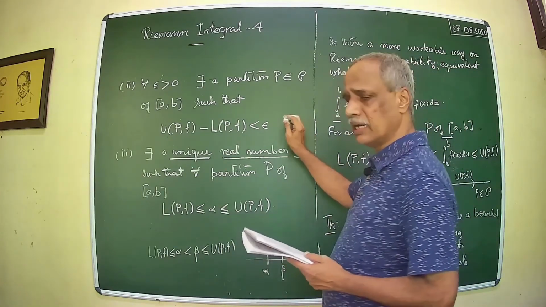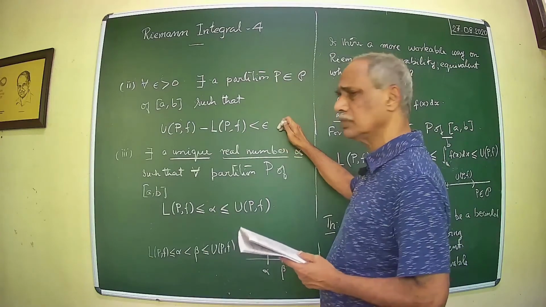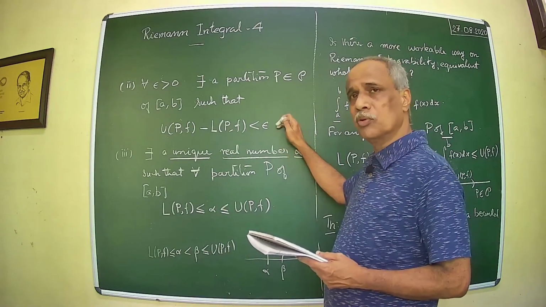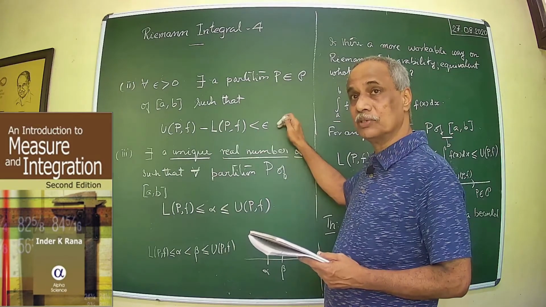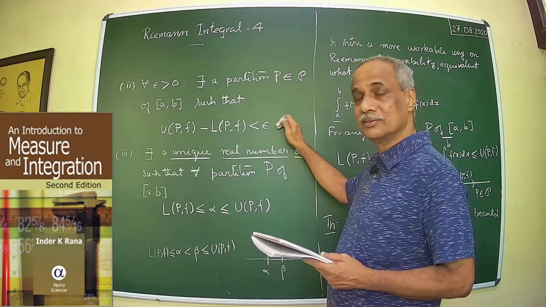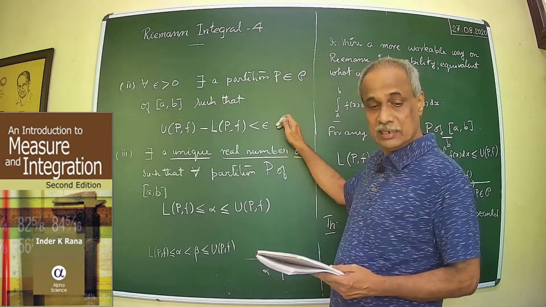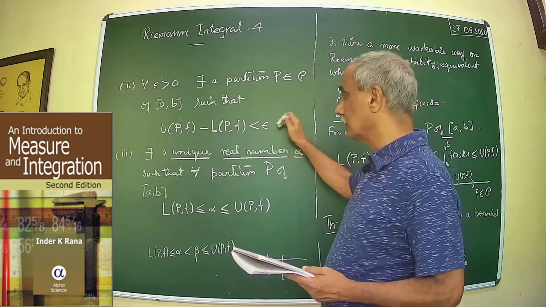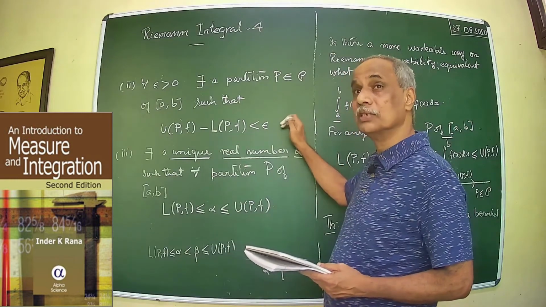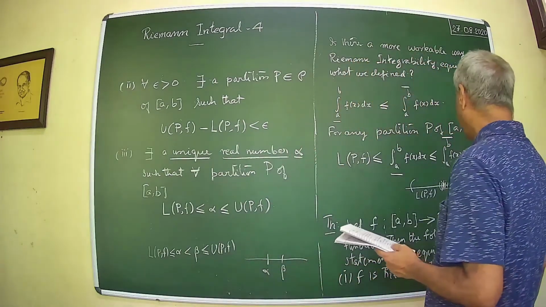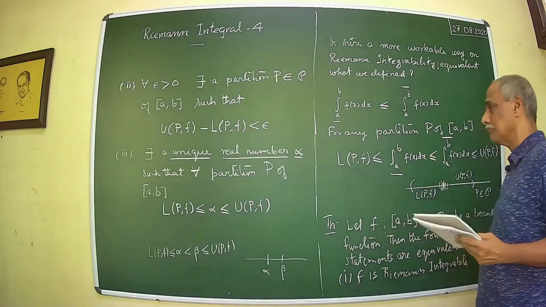So just make a couple of remarks on the proof of this, but we will not go into the proof of this. You can go to any book on Riemann integration to find a proof of this result. Especially the book I suggested, written by Inder K. Rana, where a detailed proof of this is discussed. Okay. What do you do? Let us go back here.